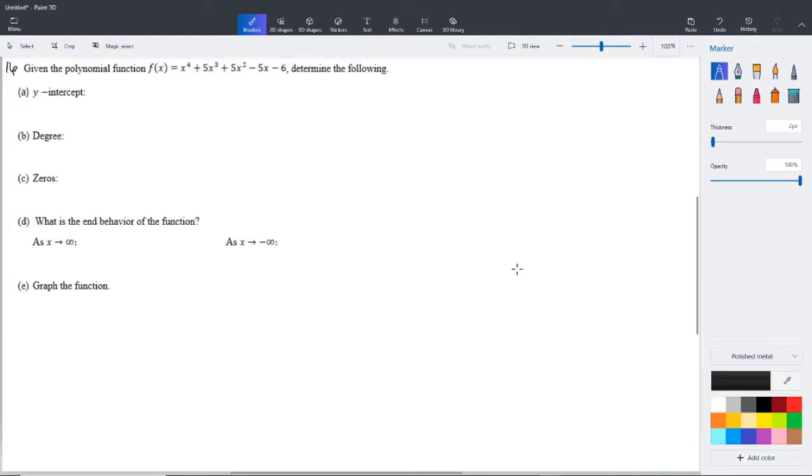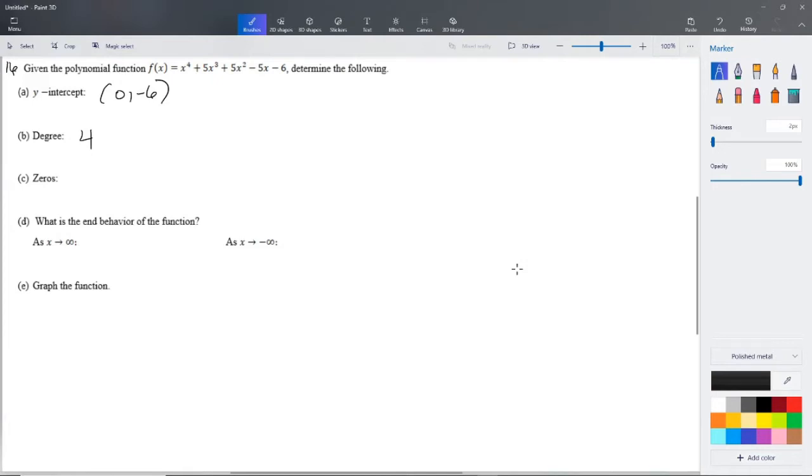For instance, the y-intercept. The y-intercept happens when x is 0. So if x is 0, the only thing that's left over is negative 6. So our y-intercept is going to be 0, negative 6. See, we just answered that question pretty quickly. The next part, what's the degree of this polynomial? What's the highest power in this polynomial? It's 4. The zeros, that's going to take some effort. We'll have to come back to that one because really what they're talking about are the x-intercepts.